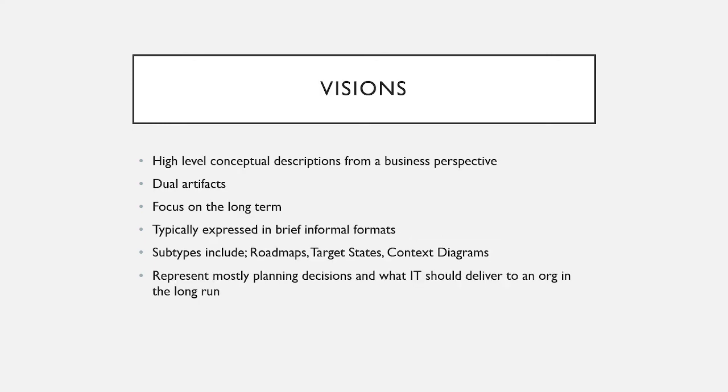Visions, like the others, the name essentially tells you what it does. It's high-level conceptual descriptions from a business perspective, dual artifact, and focus on, of course, the long term. A lot of times, these are expressed in informal formats. Subtypes including roadmaps, target states, and context diagrams. Roadmaps being structured graphical views of all IT planned initiatives in specific areas, and context diagrams being high-level graphical descriptions of the current flows of information within an organization. Visions represent mostly planning decisions and what IT should deliver to an org in the long run.